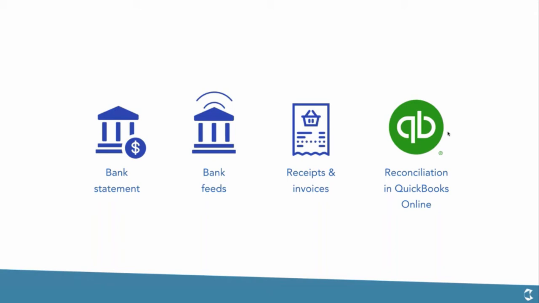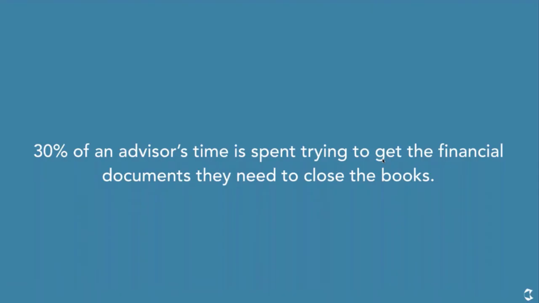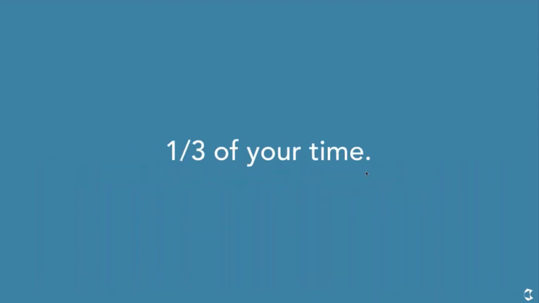That number may not seem like a lot, but multiply that by, let's just say 15 clients, which some people here have today, and that number jumps to 150 minutes or 2.5 hours of your valuable time each month. And that's only collecting bank statements. Industry standard is that approximately 30% of an advisor's time is spent trying to get the financial documents they need to close the books. That's about 1/3 of your time being spent doing administrative work that could and should be automated.